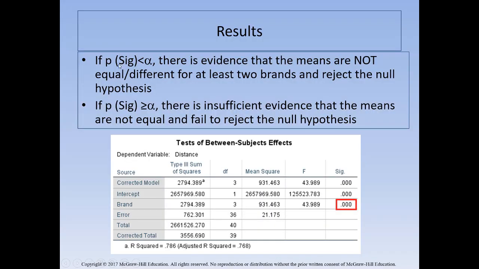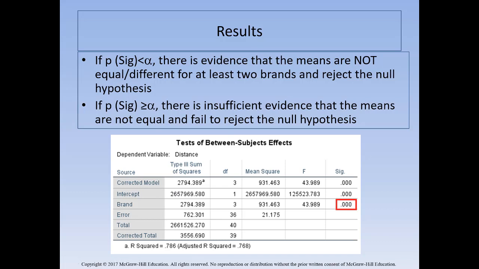So again, if the P is less than alpha, then we can reject the null hypothesis. There's evidence that the means are not equal, and they're different for at least two of the brands, so we reject the null hypothesis. If the P is greater or equal to alpha, there's not enough evidence, and we fail to reject the null hypothesis.